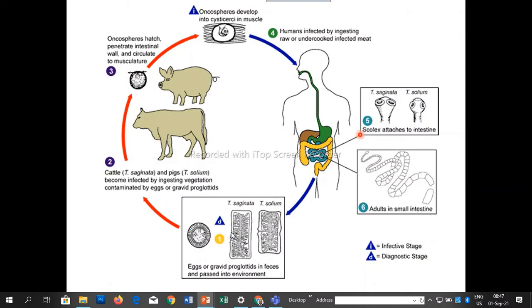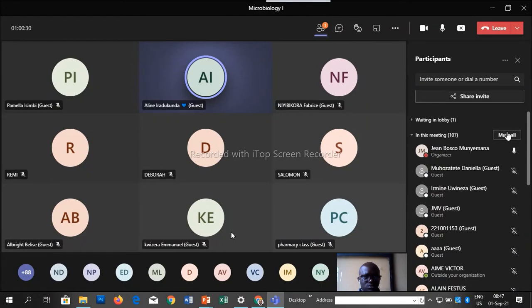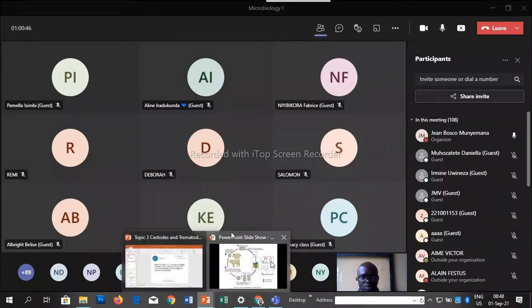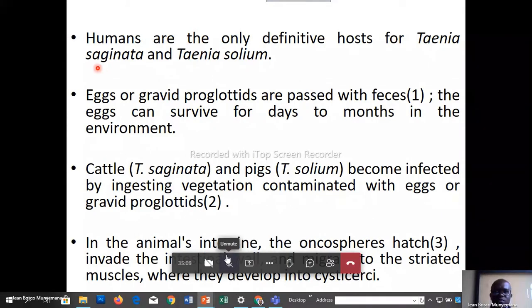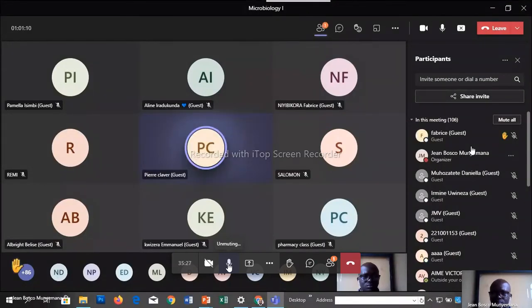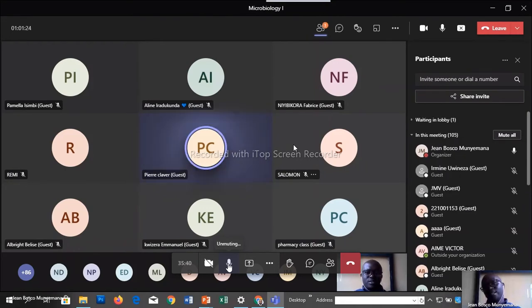So, the question? Humans are the only definitive host for taenia saginata and taenia solium. Eggs or gravid proglottids are passed with feces. Can't we have any instance where we can find taenia solium in the cattle, or is it specifically in pigs only? It's specifically found in the pigs. Taenia solium can never be found in the cattle, as taenia saginata can never be found in the pigs. Okay, thank you.